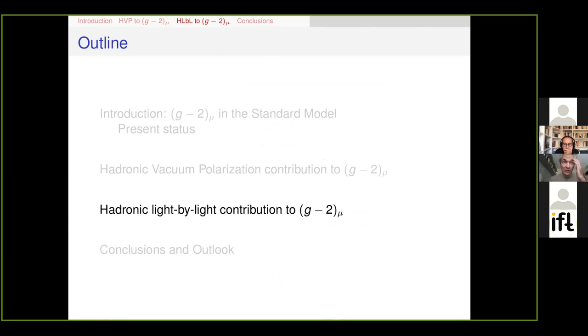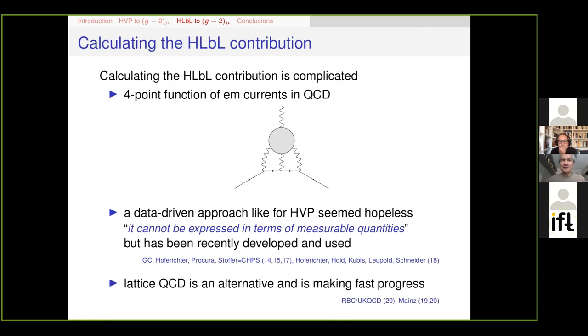Okay, let me come to hadronic light-by-light. I hope I have 10 more minutes, Carlos. Yeah, sure. Okay, this will be faster, but still.